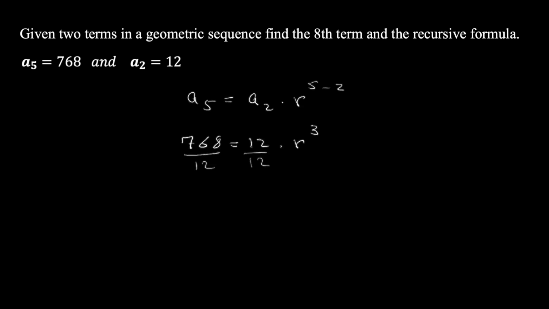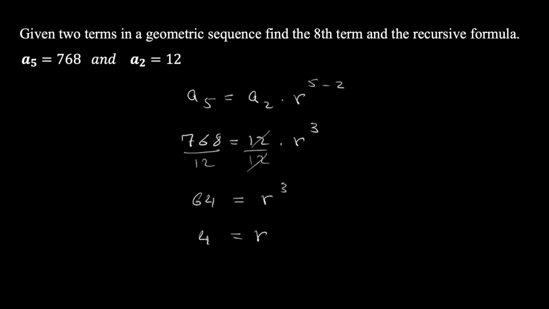Now 768 divided by 12 is going to be equal to 64, equals, 12 and 12 cancel, you get r to the power 3. Now r to the power 3 equals 64, which means that r is equal to, we say cubic root of 64, which is 4.